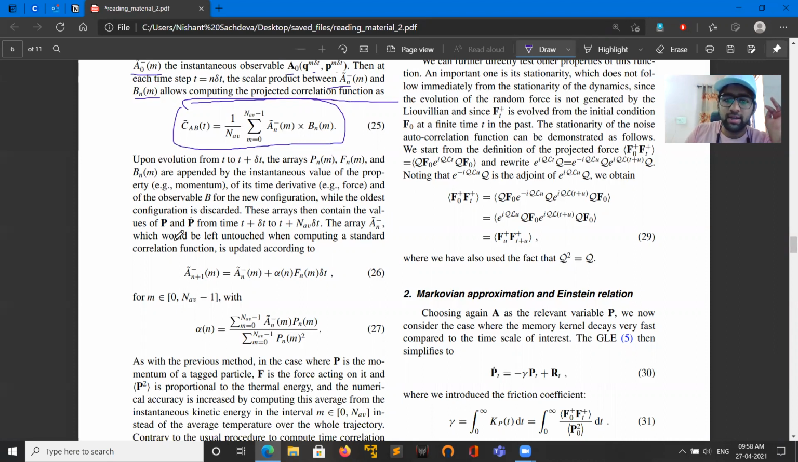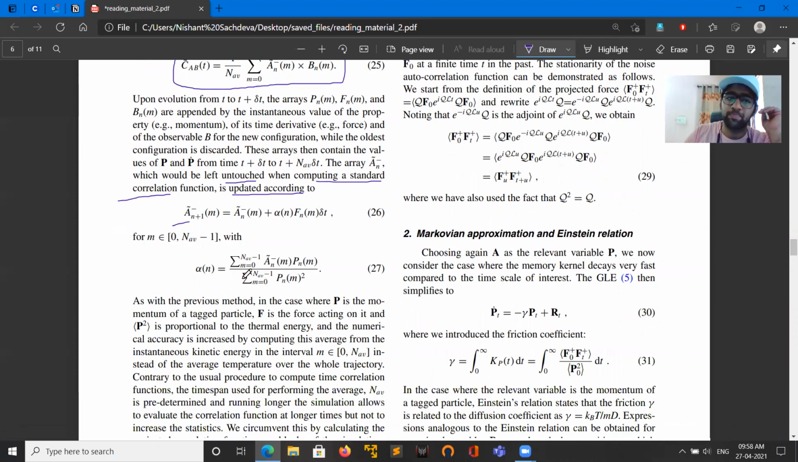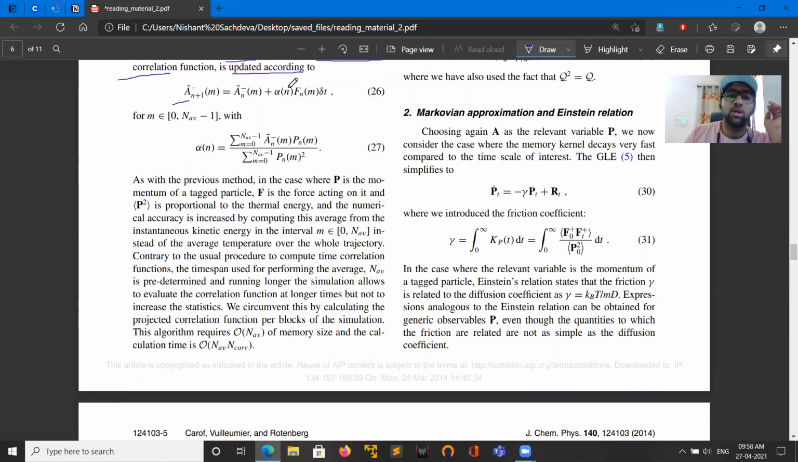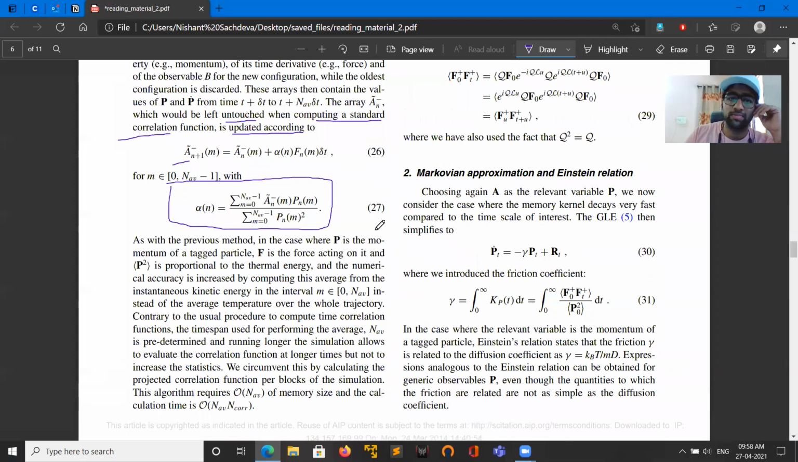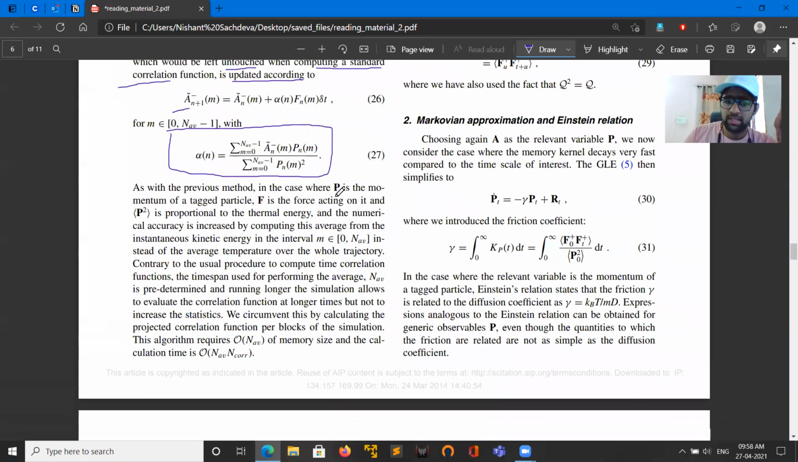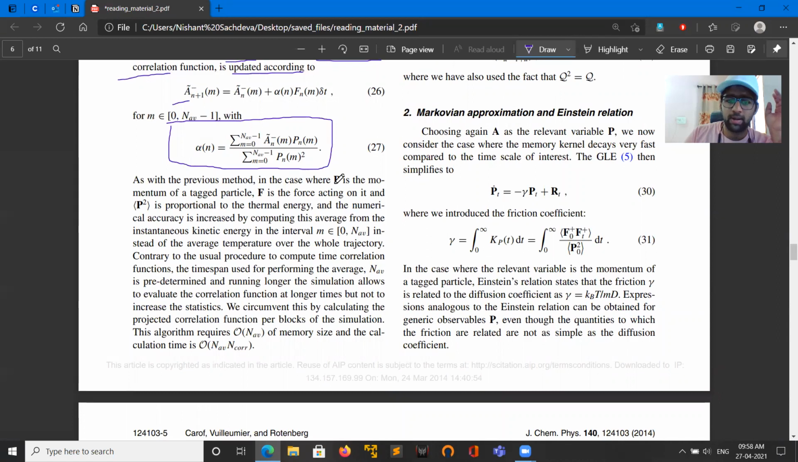A tilde, which would be left untouched when computing a standard correlation function, is updated according to A_{n+1}(m) equals A_n(m) plus alpha_n F_n(m) delta t, for every m belonging to N average minus 1 to 0. Alpha_n we get as this particular expression: there are two summations, the summation of A_n(m) P_n(m) divided by the summation of P_n(m) squared. As with the previous method, in the case where P is the momentum of a tagged particle, F is the force acting on it, and P squared is proportional to the thermal energy.